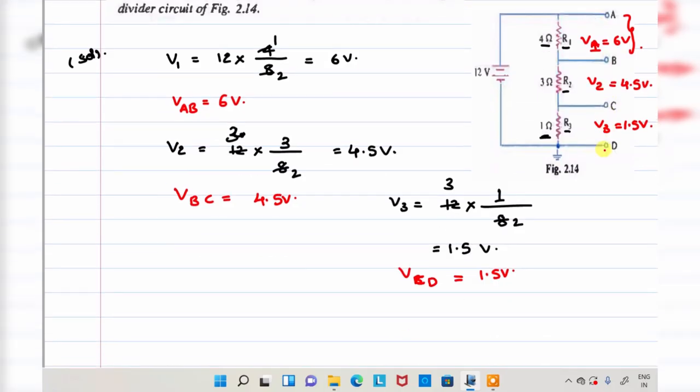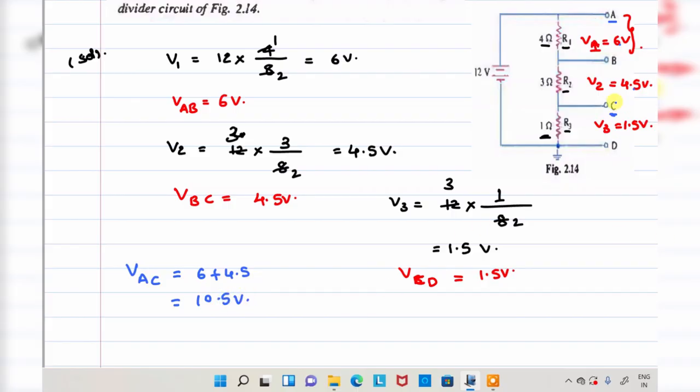Is everyone clear about the explanation up to V1, V2, VAB, VBC, VCD? I am going to give some clarification related to the different voltages. You will get a bit more clarity. For example, you want VAC. VAC is equal to 6 plus 4.5, that is equal to 10.5. You can say that VAC is equal to 10.5.